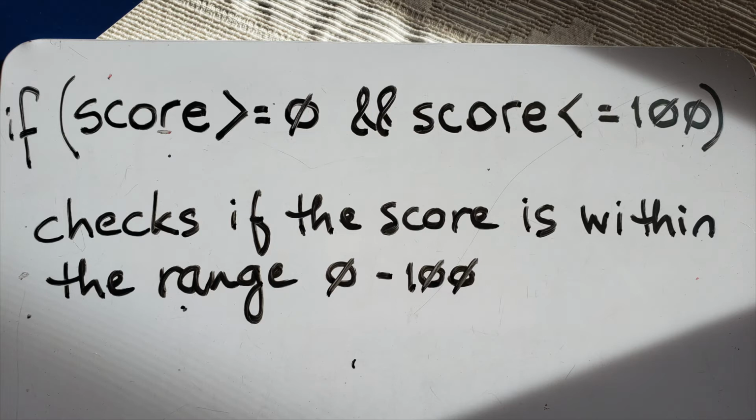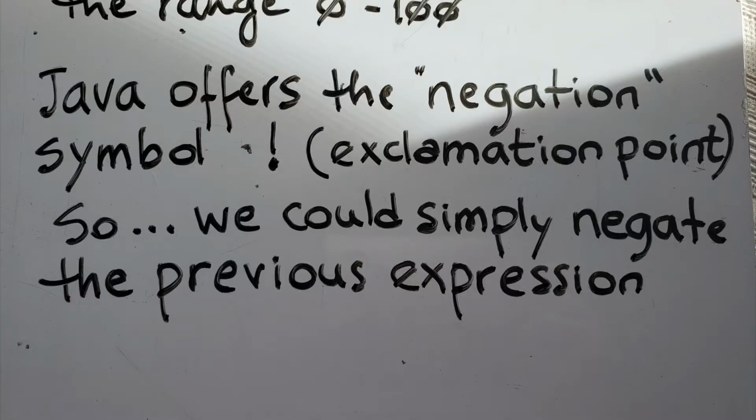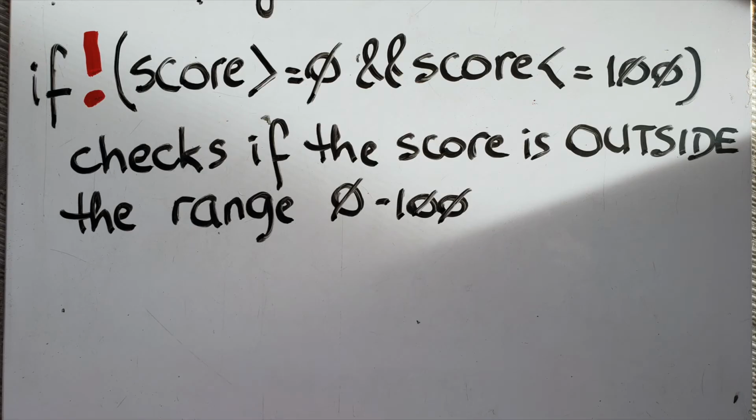So this is how we would check if the value is within the range. If score is greater than or equal to 0 and at the same time the score is less than 100, it means that the number is within the range. And Java gives us the exclamation point to negate a condition. So we could put that in front, and then we are checking if it is outside of the range. So it's not within 0 to 100.